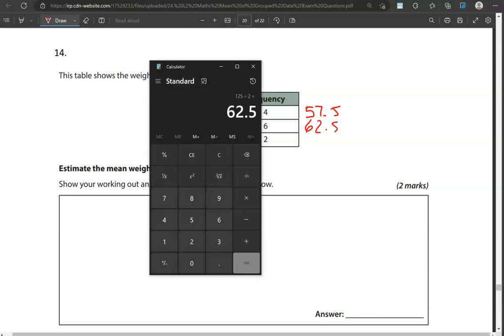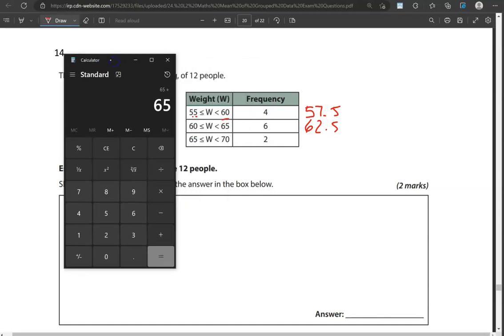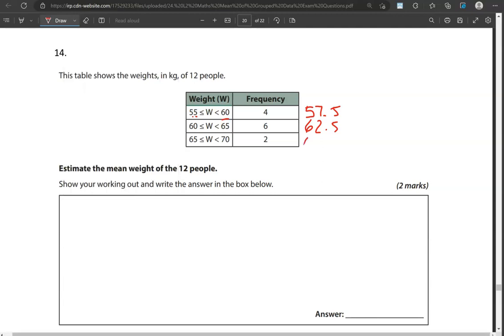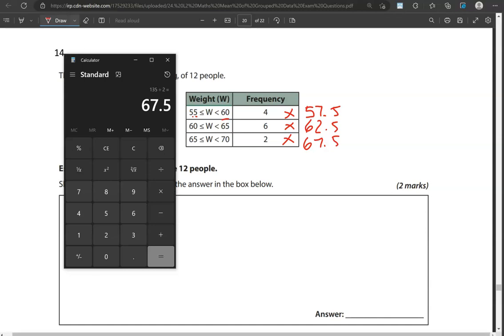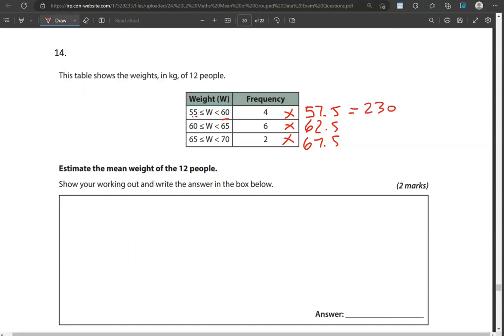The midpoint between 65 and 70 is 67.5. So we'll multiply these by the respective frequencies. So 4 times 57.5 is 230.